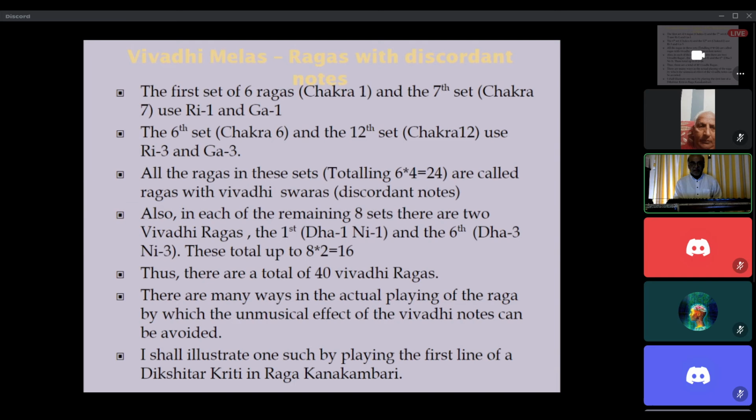So this little demonstration of Kanakambari, please excuse me in case I have made any mistakes there, and Gokul will probably play it much better the next time around. With that, I am completing my little presentation.